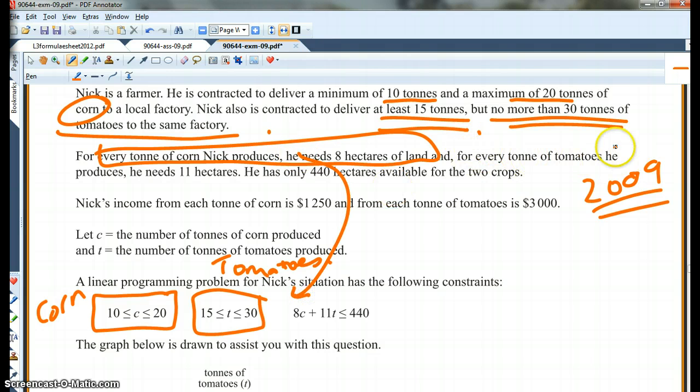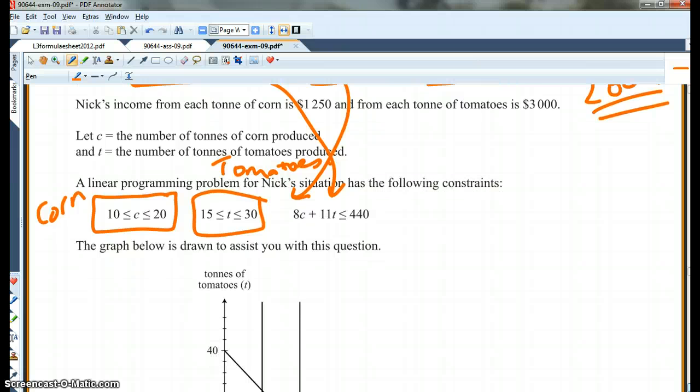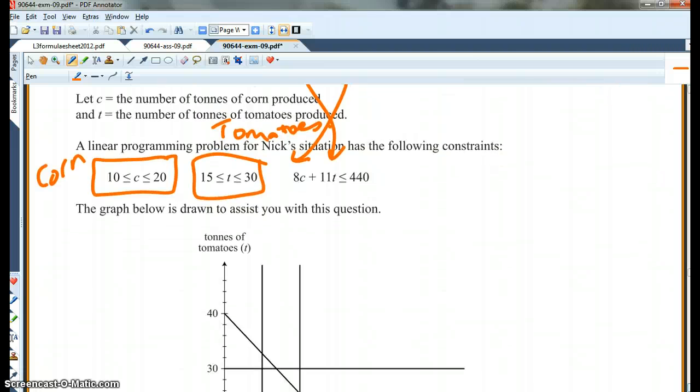And for every tonne of tomato he produces, he needs 11 hectares of land. So that's here. And he only has 440 hectares available for the 2 crops. So it's got to be less than or equal to the 440. Nick's income from each tonne of corn is 1250, and from each tonne of tomato is 3000. Let C be the number of tonnes of corn, and T be the number of tonnes of tomatoes produced. A linear programming problem for Nick's situation has the following constraints.